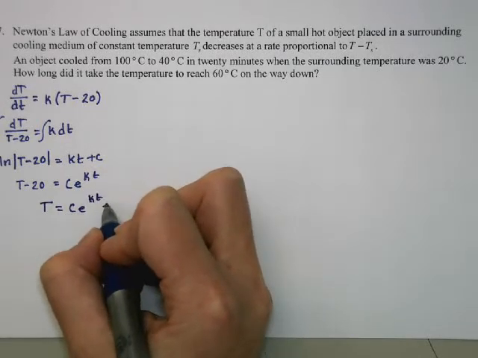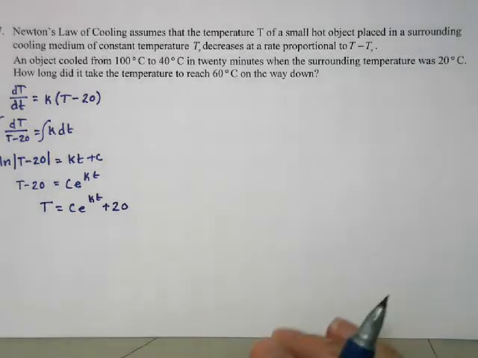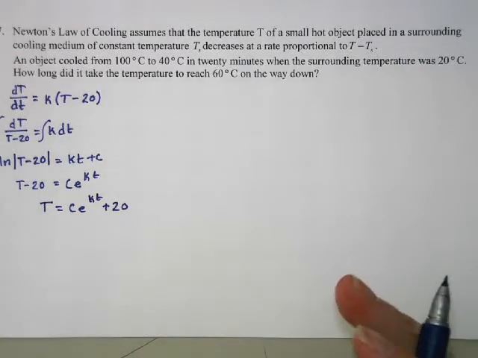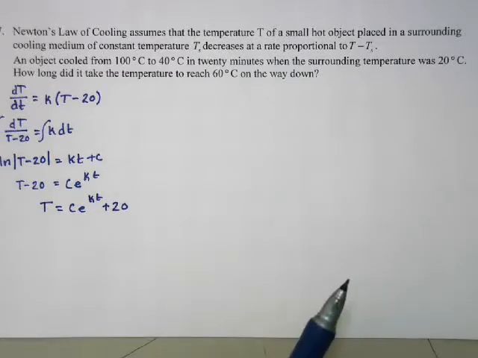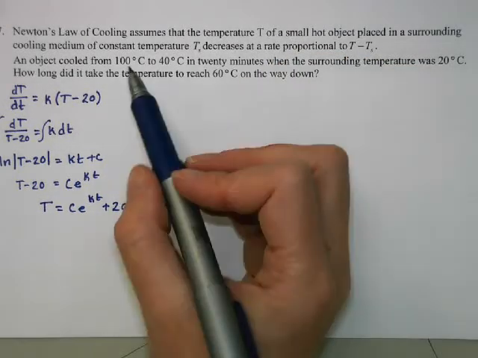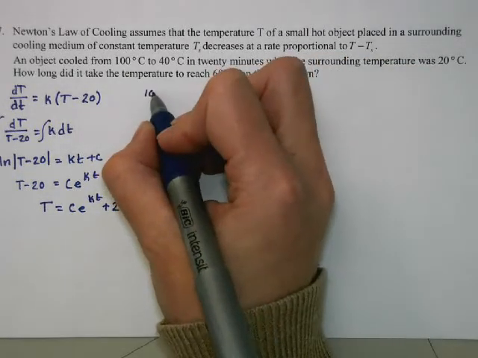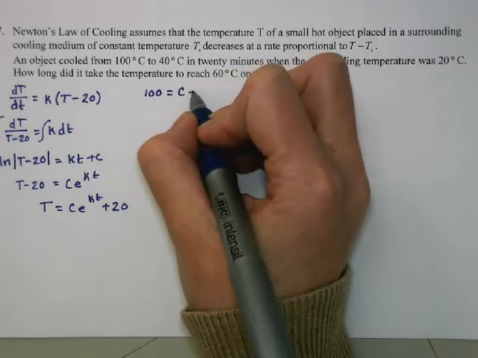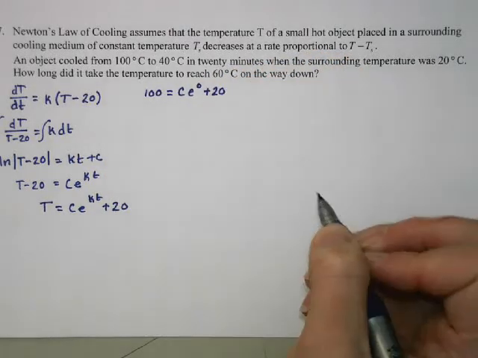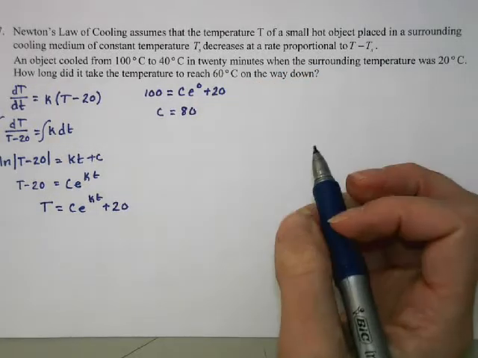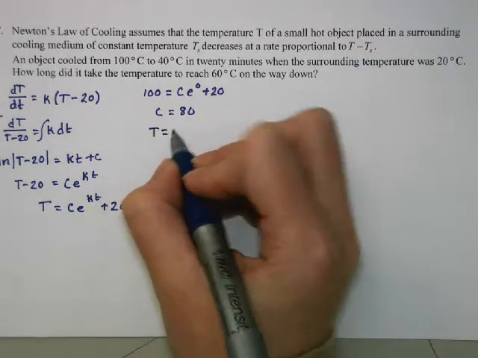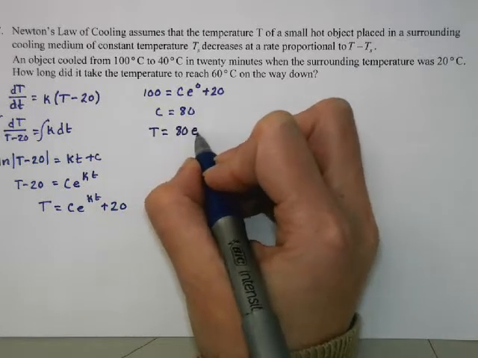And you may remember this formula from pre-calculus. 20 was that surrounding temperature, but we arrived at that through calculus. All right, so now what I want to do is find my value of C. Okay, we know that its initial temperature was 100. So 100 is going to equal Ce to the 0 plus 20. So my C is going to be 80. So my equation now is T equals 80e to the Kt plus 20.